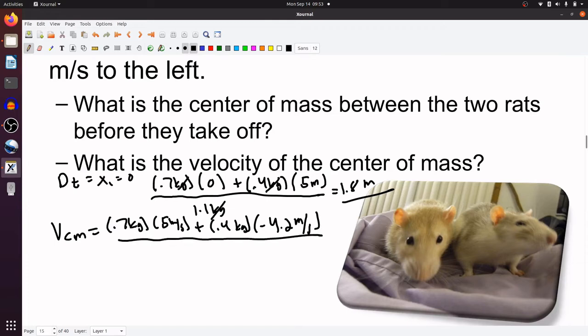Divided by the sum of their masses, 1.1 kilograms. So I take the 0.7 times 5 plus the 0.4 times a negative 4.2, closing parentheses, dividing that by 1.1. It's going to give you 1.65. So this is probably some of the easiest stuff you have this chapter, as to be compared with the hardest thing, which is what we do next.